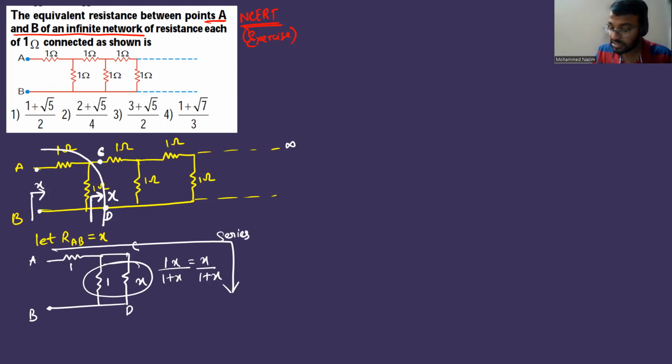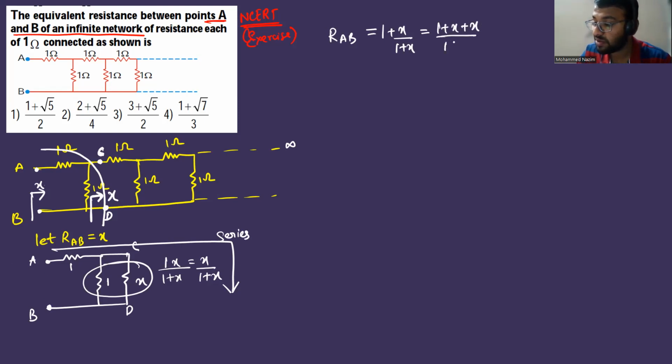Therefore, what will be the resistance between A and B finally? The resistance between A and B finally is going to be 1 plus X plus X divided by 1 plus X. Now you try to solve this. And what is the resistance between A and B? I have already assumed that the resistance between A and B be equal to X. Therefore, this will be X equal to 1 plus X plus X divided by 1 plus X.